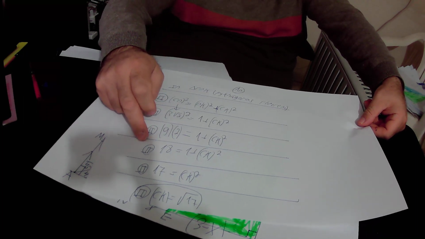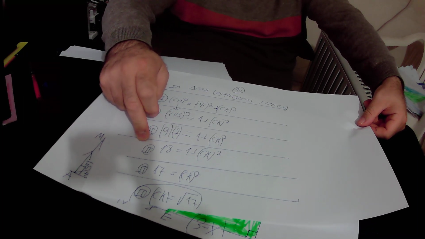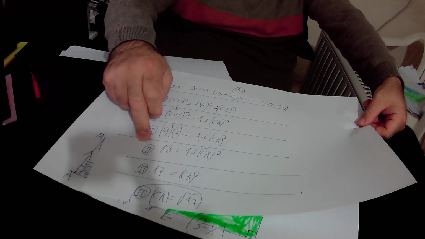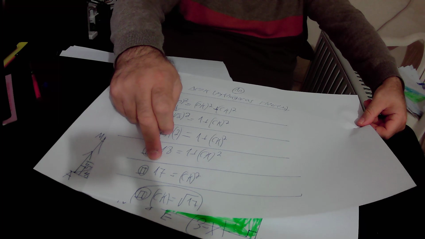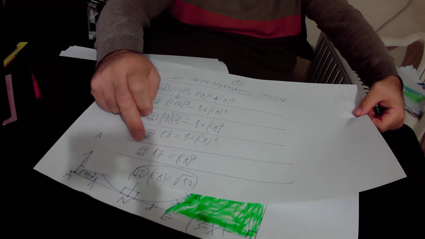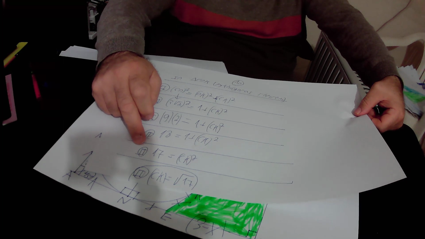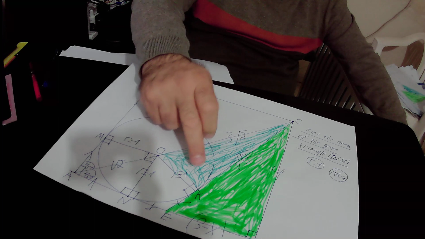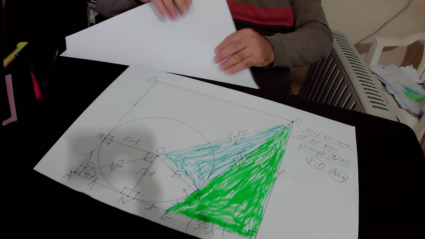We subtracted 1 from this equation, equation number 2, and we got that 18 minus 1 is 17, so 17 equals CK square. We took the root of this equation, and we found out that CK equals square root of 17 units.